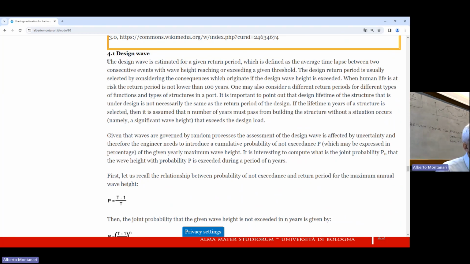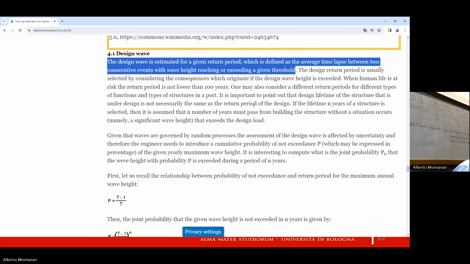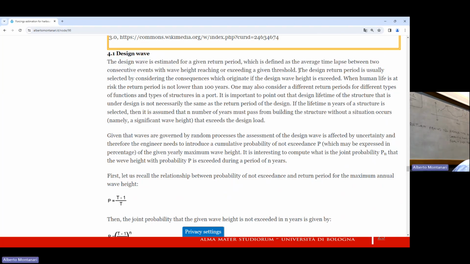The design wave is estimated for a given return period, which is defined as the average time lapse between two consecutive events with wave height reaching or exceeding a given threshold. Please remember this definition. It is extremely important for engineers. We use the concept of return period also in earthquake engineering, in hydrology, in many fields. So how do we select this return period, which of course dictates the probability? And you understand one thing: the longer the return period, the more I have to oversize my design. If I want a berth resisting an event with 1,000 years return period, the berth must be very solid, because a 1,000 year return period is something really huge.